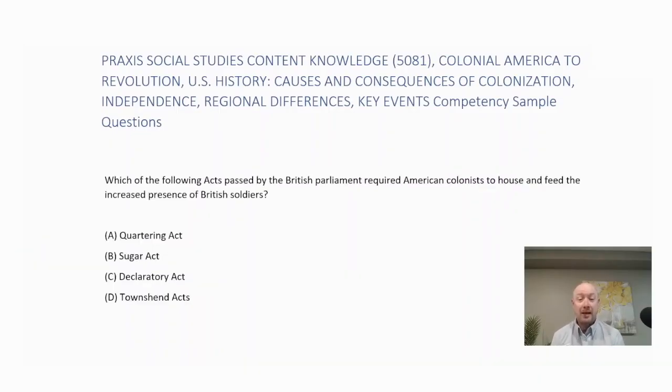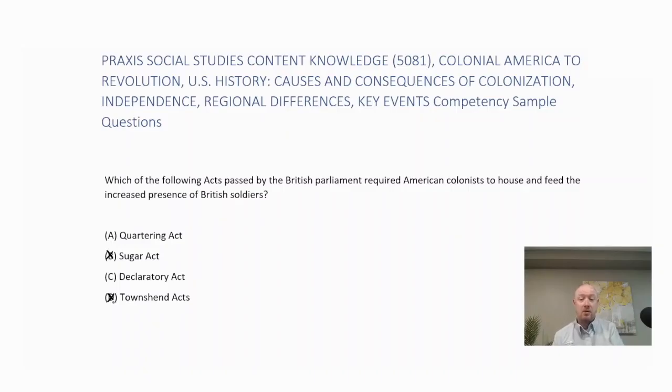Which of the following acts passed by the British Parliament required American colonists to house and feed the increased presence of British soldiers? Is it A, Quartering Act, B, Sugar Act, C, Declaratory Act, or D, Townshend Acts? All right, so let's eliminate some possibilities here. So the Sugar Act and the Townshend Acts were taxations, so I'm going to eliminate those. It doesn't have anything to do with housing and feeding British soldiers.